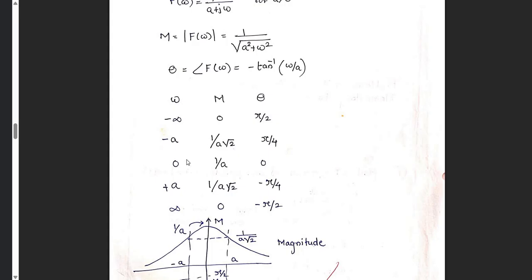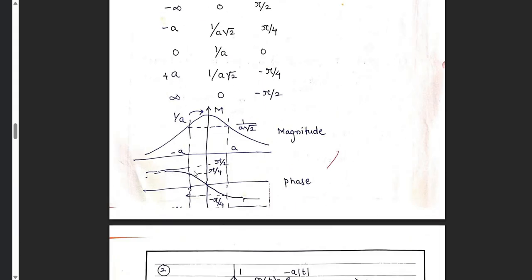Now the third thing is if we put 0, so 1 upon the square root of a square, that is a. So 1 upon a, and the phase will be tan inverse of 0 minus tan inverse of 0, so that is 0 only. If we substitute plus a, in the same fashion as minus a, the magnitude will come out to be 1 upon a root 2, and the phase will come out to be minus pi by 4. Like that we can prepare a table from minus infinity to plus infinity with some sample values, and you can draw the magnitude plot this way. As far as the phase plot is considered, the maximum value is pi by 2, the in-between value is pi by 4, plus minus both, and therefore the phase plot will look like this.